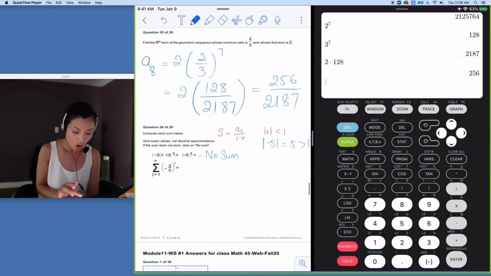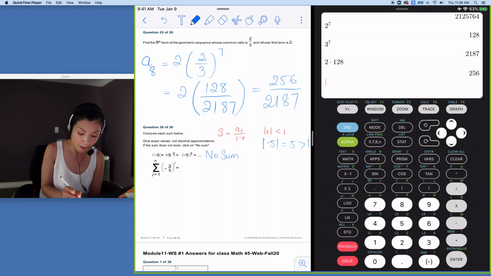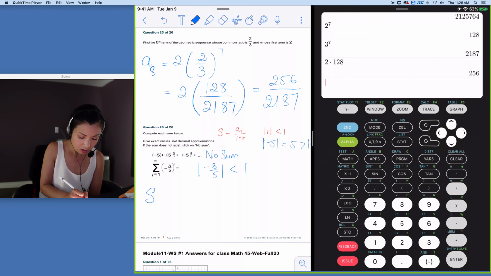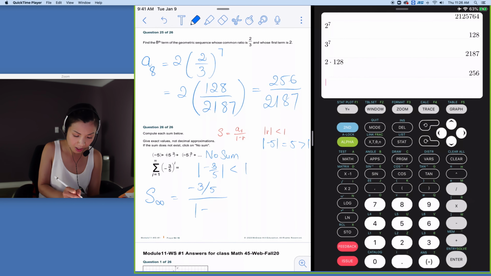Now, for the next one, we do have r smaller than 1. If I take the absolute value of 3/5, it's smaller than 1. Okay, so I can use the formula. a_1 is going to be -3/5 over 1 minus -3/5, so that's 1 plus 3/5.